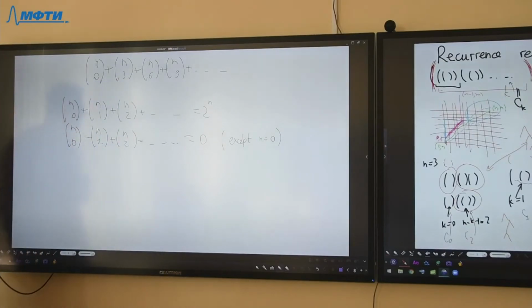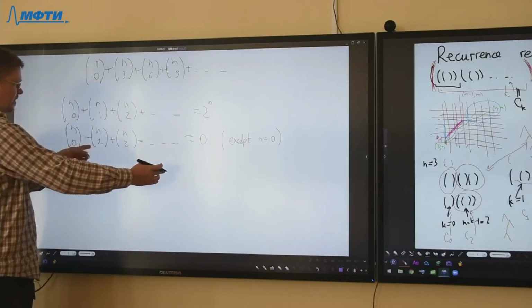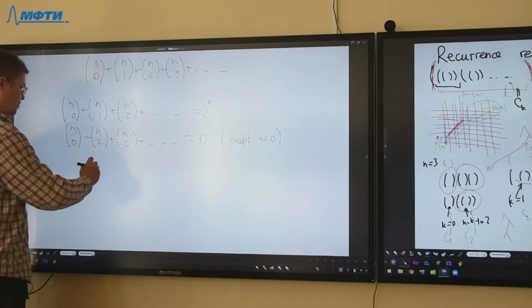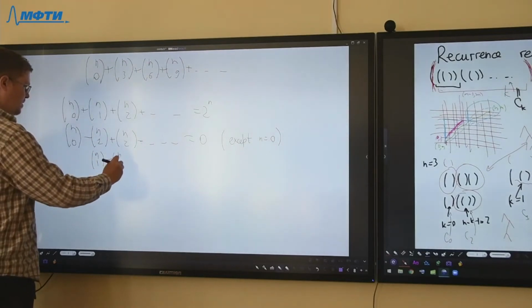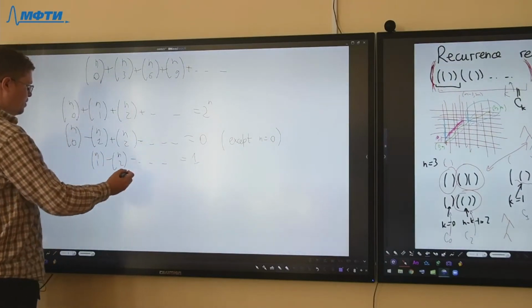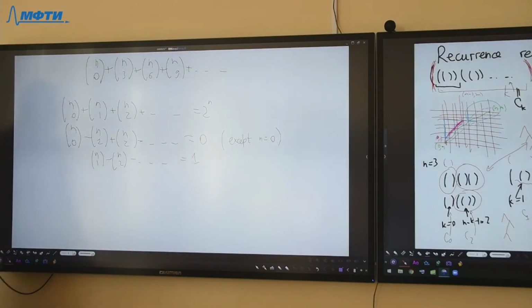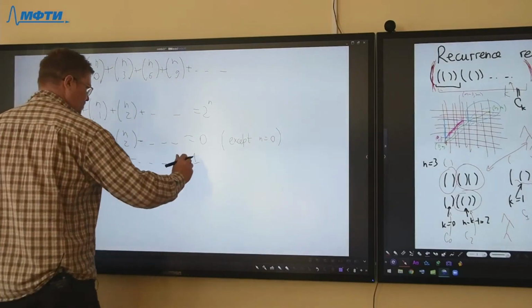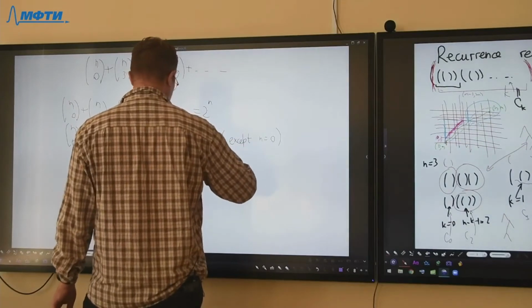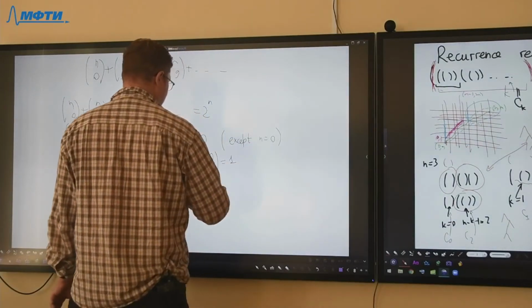Sorry? If we start n choose 1, yes, we start here or here. In the second one, if you start from n choose 1, then the answer will be 1, because it is minus this one. This one is 1, but then, it will be n choose 0, this is 1.